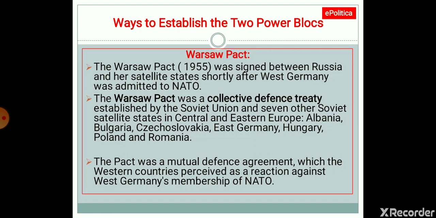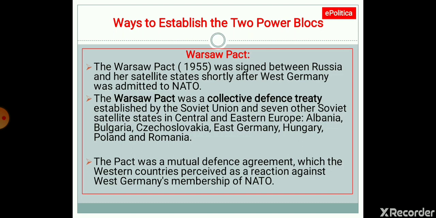So when West Germany was admitted to NATO, it was an alarming situation for the USSR. Therefore, they immediately signed the Warsaw Pact. Now, the Warsaw Pact has been considered a collective defense treaty. It was signed by the Soviet Union along with seven other Soviet satellite states of Central and Eastern Europe, namely Albania, Bulgaria, Czechoslovakia, East Germany, Hungary, Poland, and Romania.